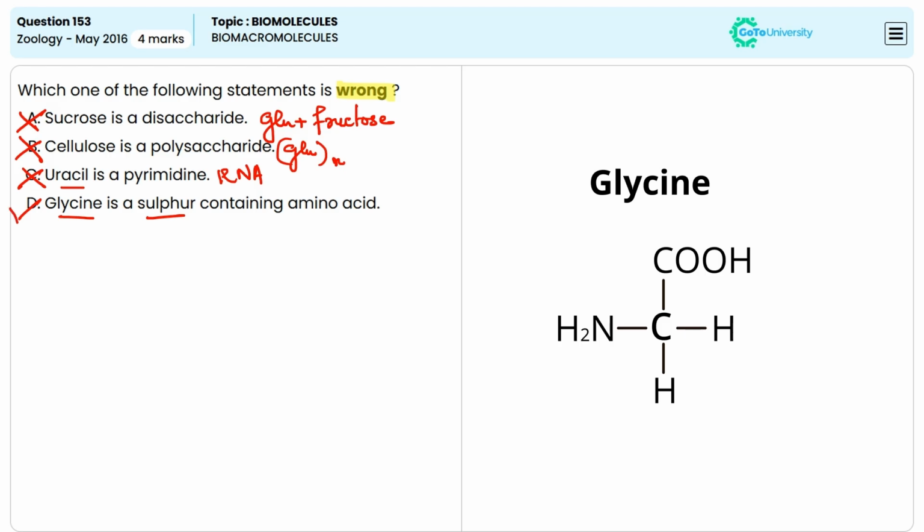Glycine is not the sulfur containing amino acid. So the answer is option D.